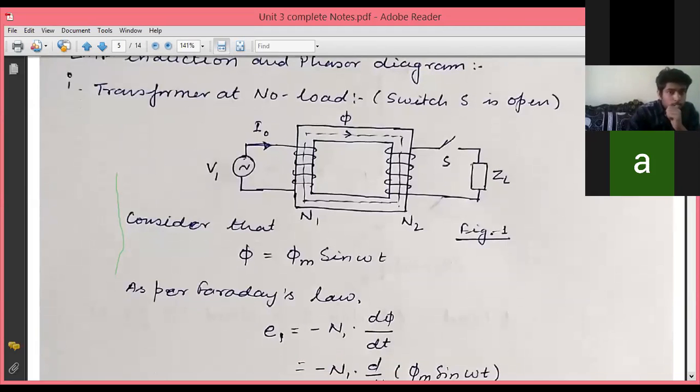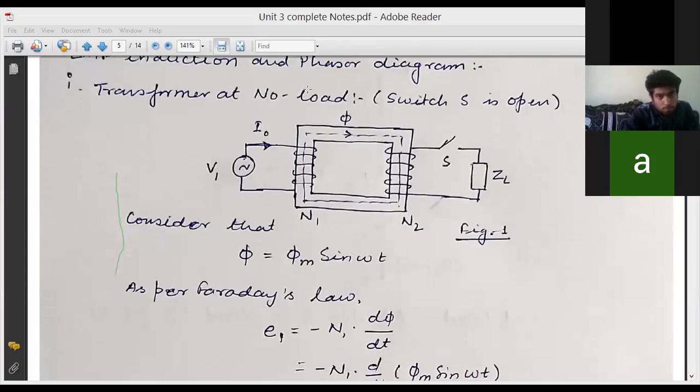Now consider the situation since the AC voltage has been applied to the primary winding. This AC voltage is responsible for the production of the primary current in the winding. This will establish a flux. Of course, since we are applying AC voltage and AC current, the flux which will be established in the magnetic core will be of AC nature.